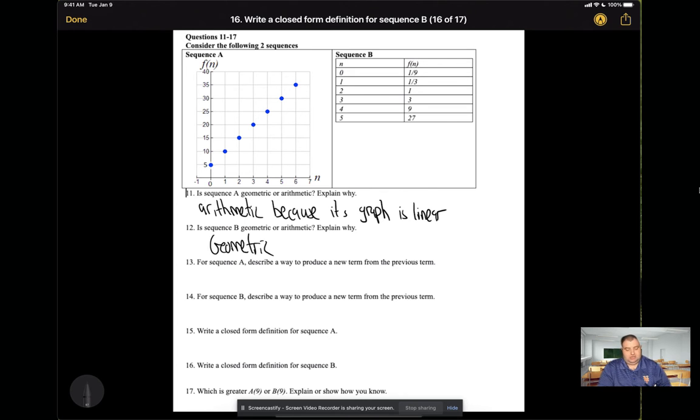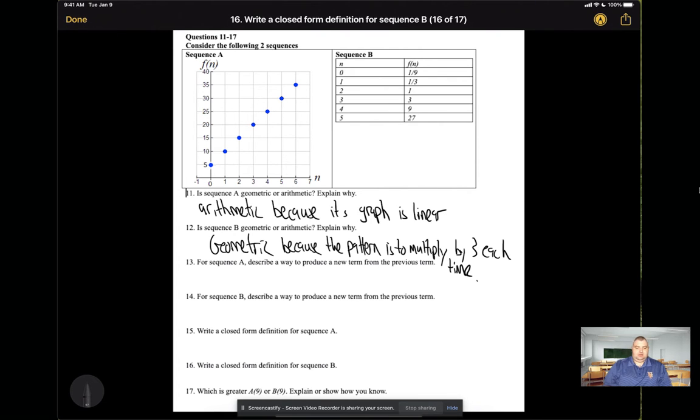So it's geometric because the pattern is to multiply by 3 each time.